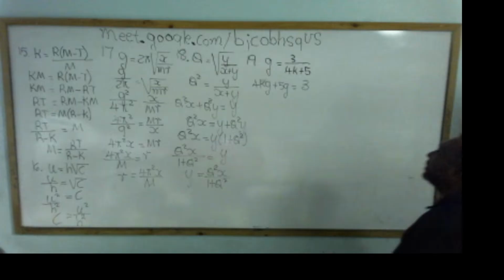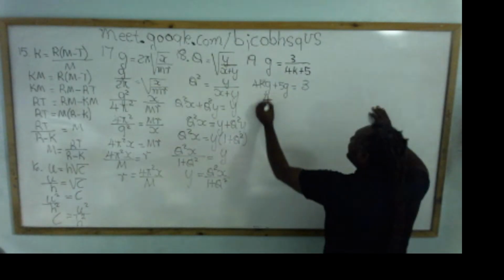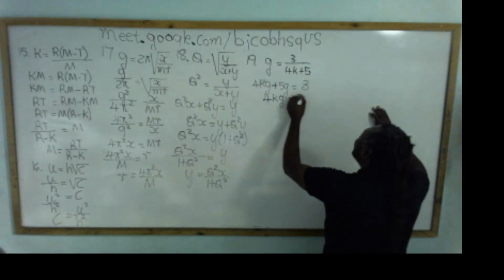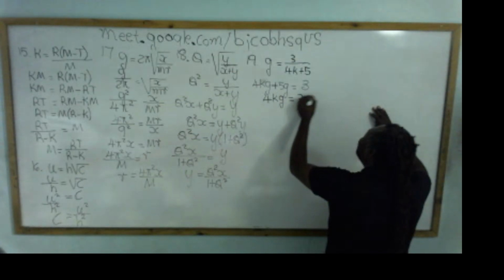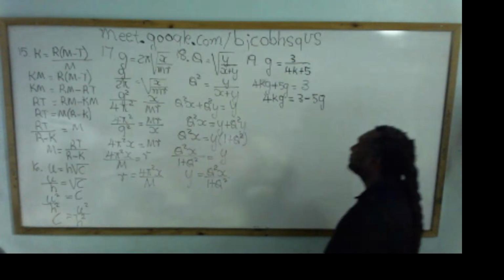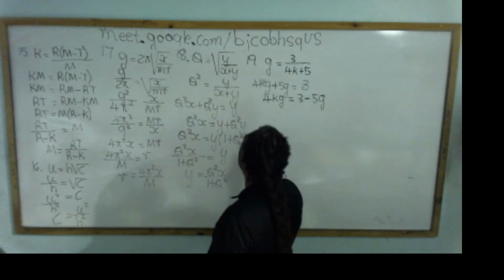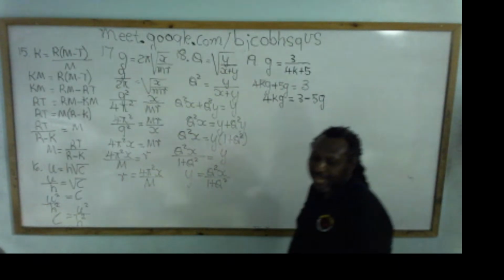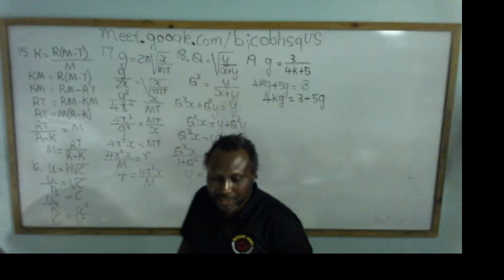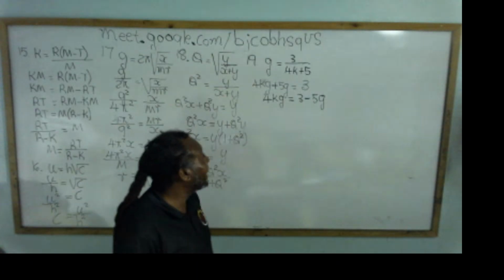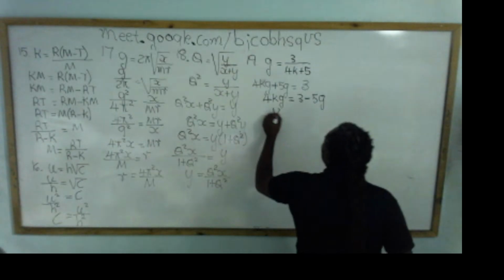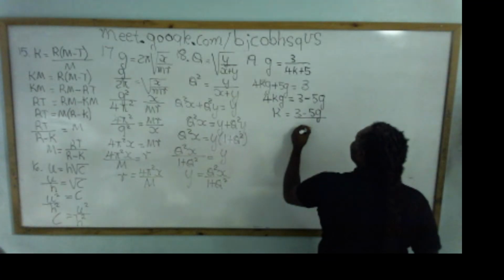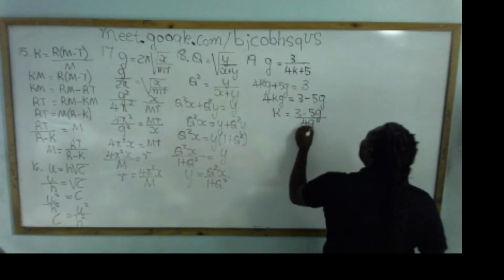And attempting to make k the subject of the formula, we eliminate the 5g that is being added there. So we subtract the 5g. And of course, in order to make k the subject of the formula, we will eliminate both 4 and g that are in a multiplication relationship with k. So we'll eliminate them by division. So k is equal to 3 minus 5g over 4g. And that's all there is to it.